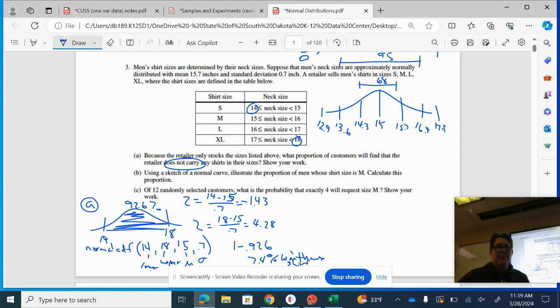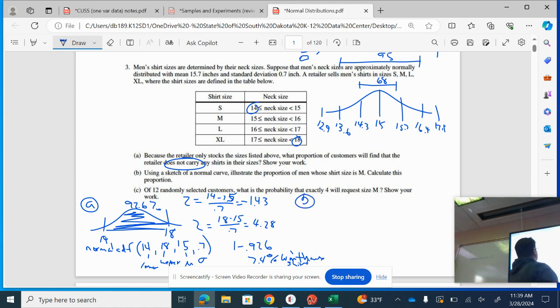Remember, on these, the 4 I looked for was the area shaded, the z-score work, which normal CDF counted. Otherwise, you do these two z-scores. You don't have to do both. Then you need an answer, 7.4% or 7.6%, whatever it is, and won't find a shirt, and then you need the context.